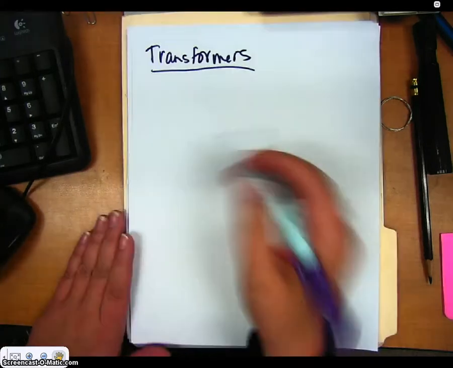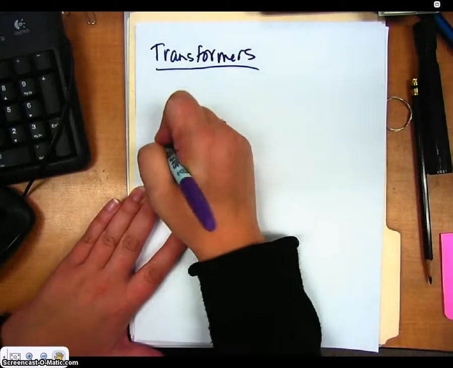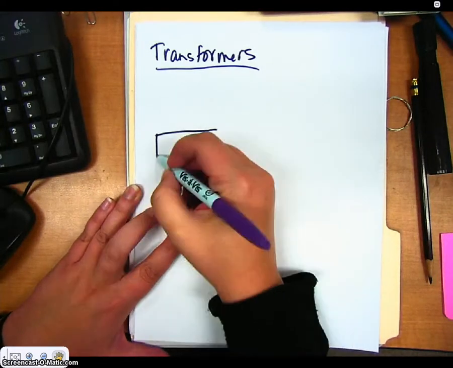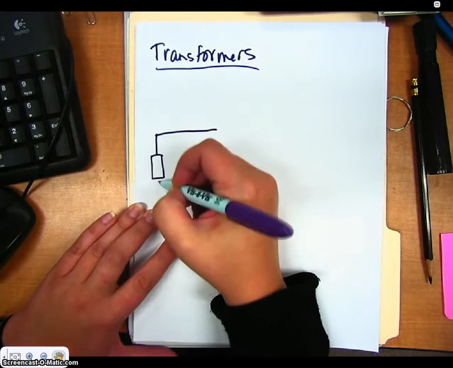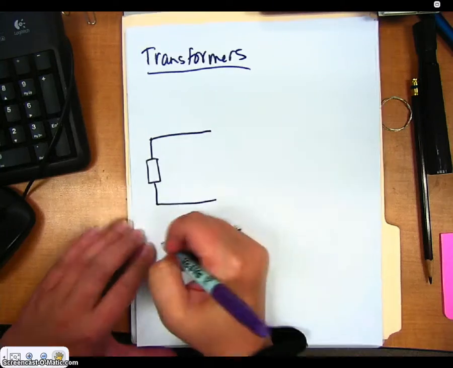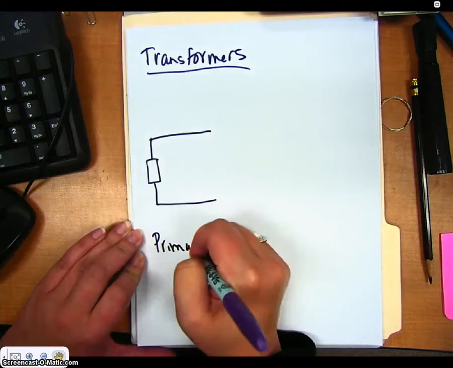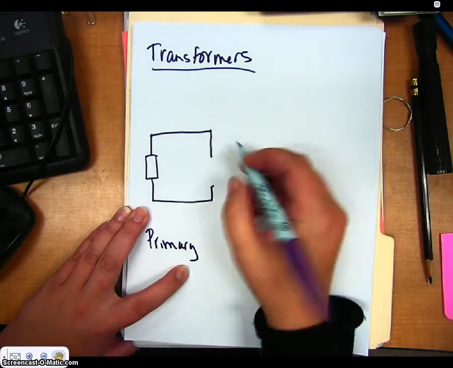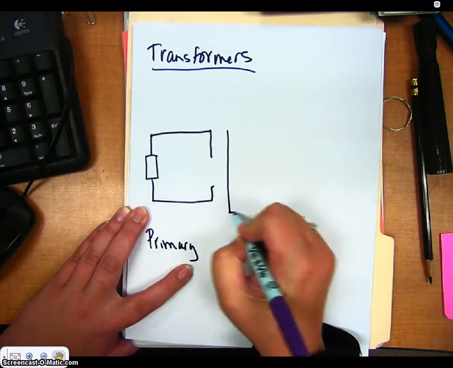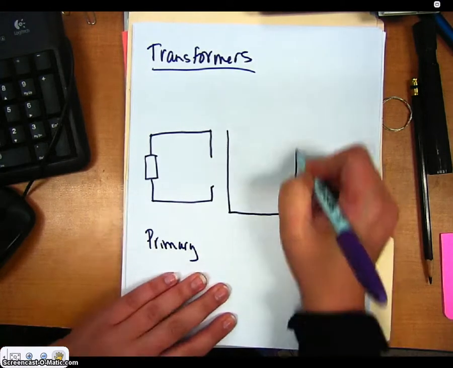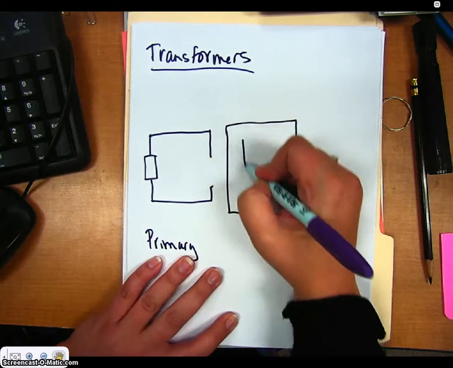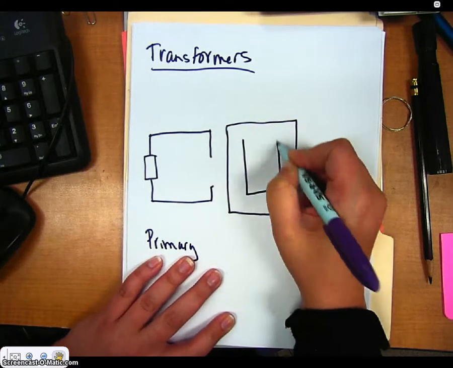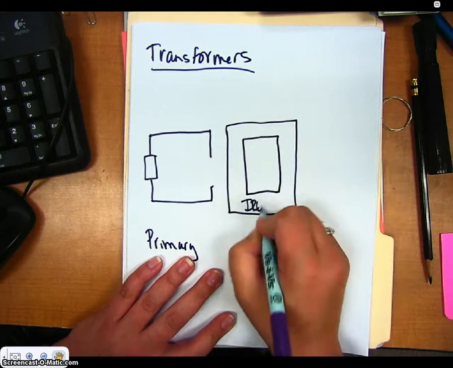So a transformer uses Faraday's law, and you essentially have two different circuits. So the first side is called the primary, and then you have it attached to an iron ring like this, or some sort of, we're essentially making an electromagnet. So let me just draw. So this is like an iron loop, right?